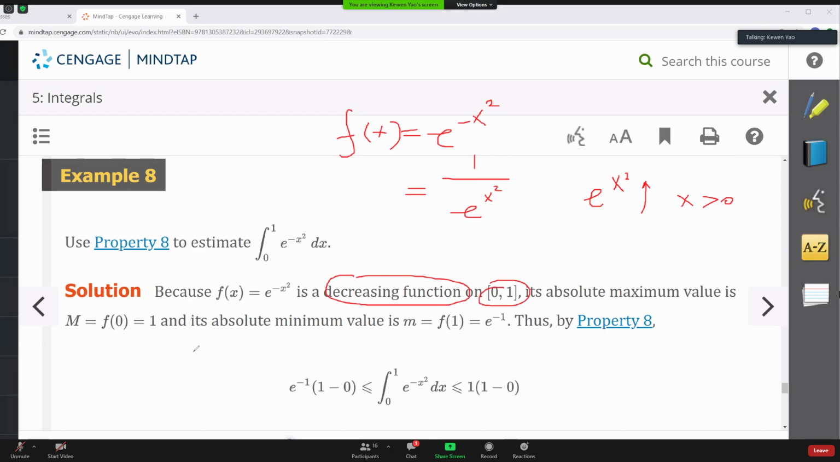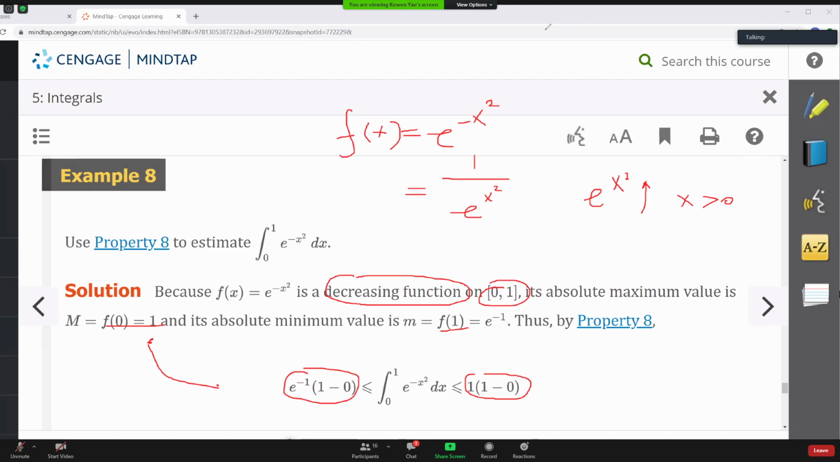So the function is decreasing, which means this will be maximal and this will be minimal. The maximum value will be f(0), and the minimum value will be f(1). So the maximum value is 1, and the minimum value will be e to the power negative 1. Therefore, by using property number 8, we have the maximum value times (1 minus 0) and the minimum value times (1 minus 0), that is, times (b minus a).